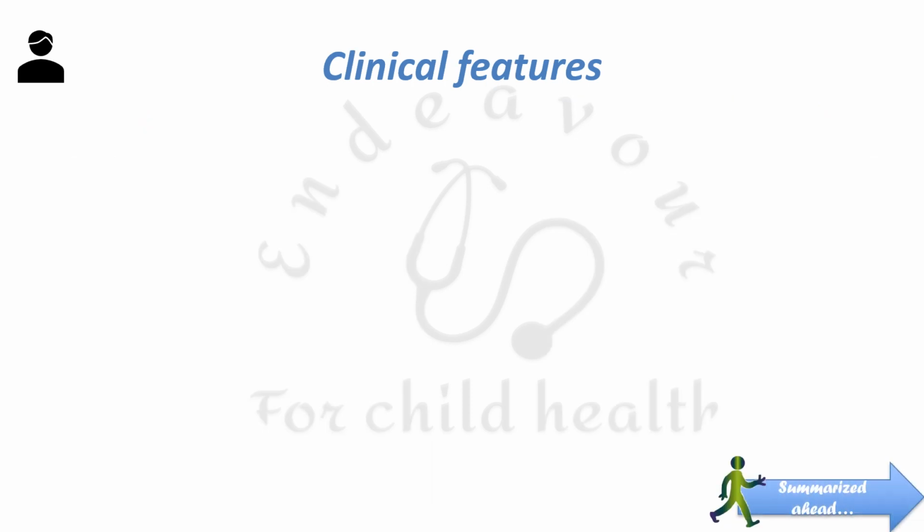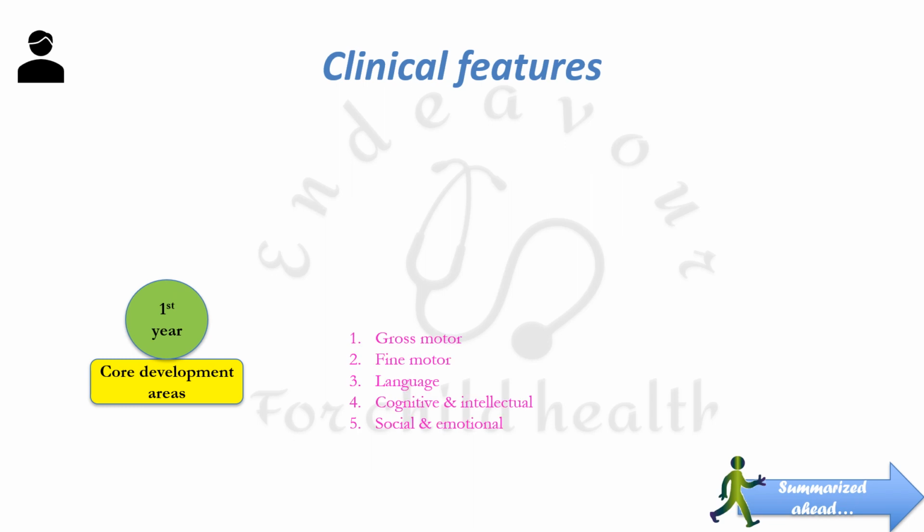Now, children may present with delays in core developmental areas in the first year of life. So, what are the core developmental areas? These are gross motor, fine motor, language, cognitive and intellectual, and social and emotional. But sometimes these symptoms are subtle and not everyone might be able to recognize them. Or sometimes what happens is that the children develop symptoms which do not progress further, they develop a plateau, and it later becomes apparent in life.